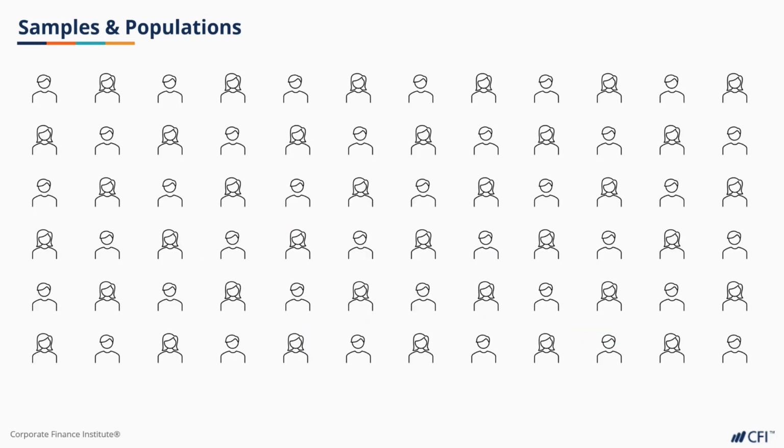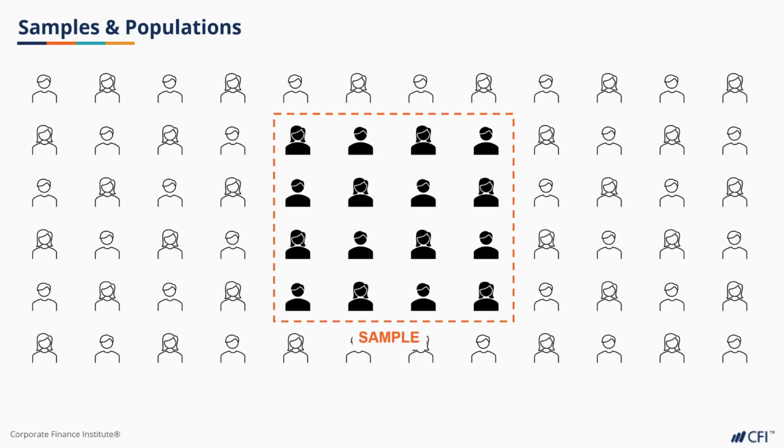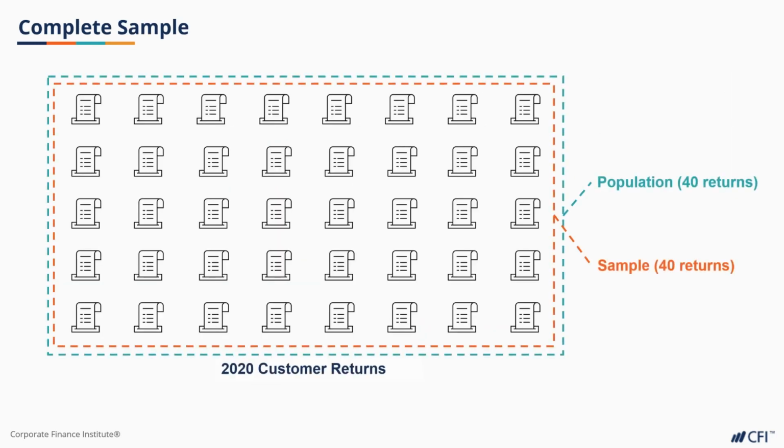Your sample is a set of observations of your population used in your analysis. In some instances, you may be able to collect a complete sample where every individual in your population is captured. For example, if you're studying customer returns for your company in 2020, you may have data for every single return. When you have a complete sample like this, your measures can be exact. But often, our sample is a smaller selection of our population.